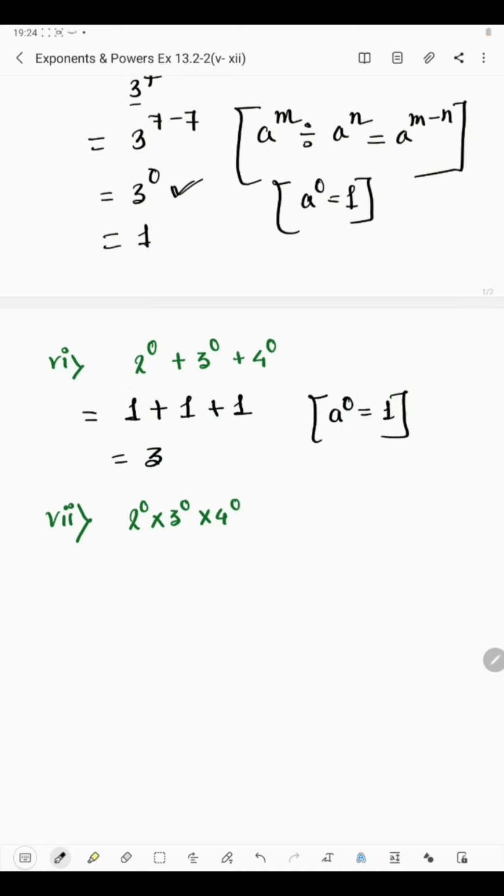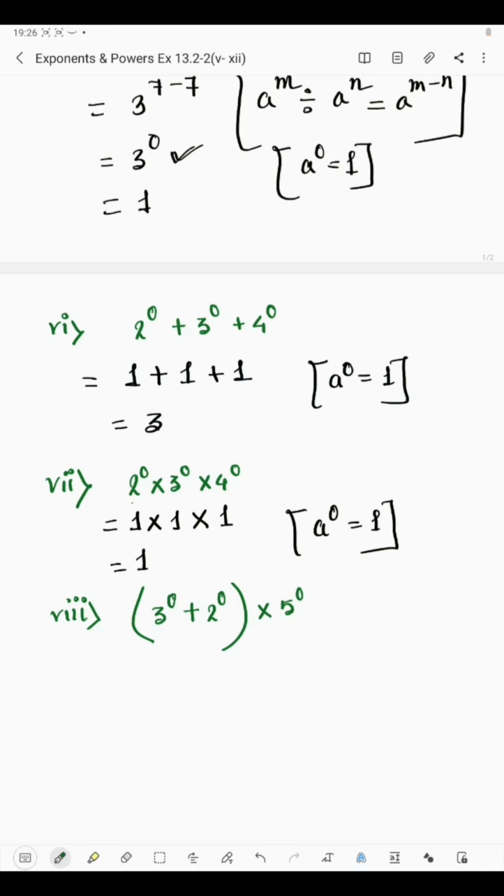Now in the seventh part we have 2 to the power 0 multiplied by 3 to the power 0 multiplied by 4 to the power 0. Now this is similar to the previous question, but in the previous question we had a plus sign. Now here we have a multiply sign. Since anything to the power 0 is 1, 2 to the power 0 is 1, 3 to the power 0 is 1 and 4 to the power 0 is 1. So 1 into 1 into 1 is 1. Okay. Now coming to the eighth part.